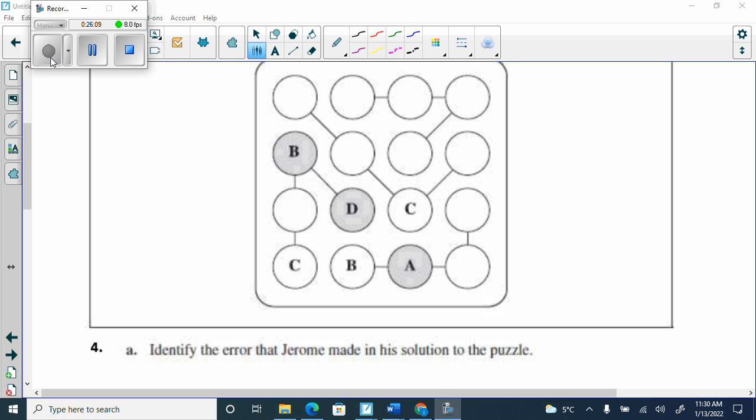Let's fill in what we do. If this is a C and it's correct, then this could be an A and it would be okay. This would have to be a D, and then this would have to be a C, and then this couldn't be. And this would have to be an A, and this would have to be a B. This would be an A.